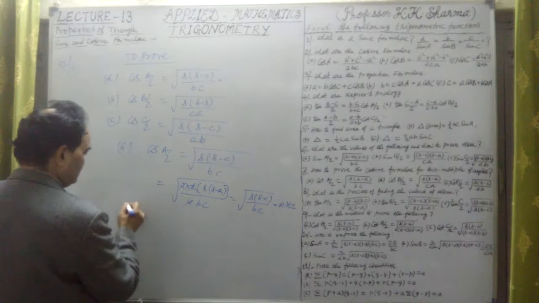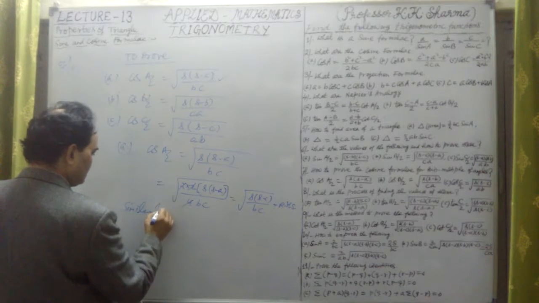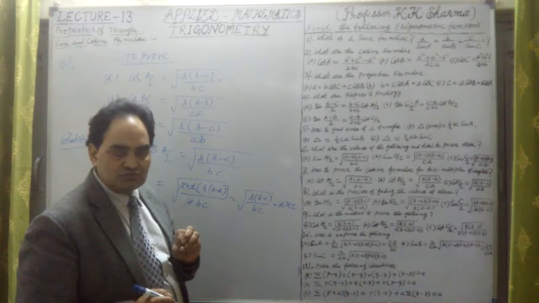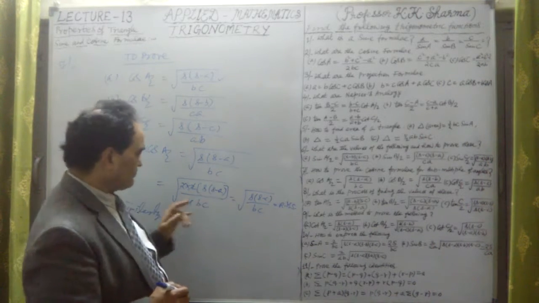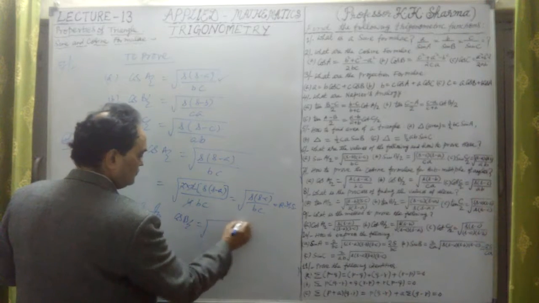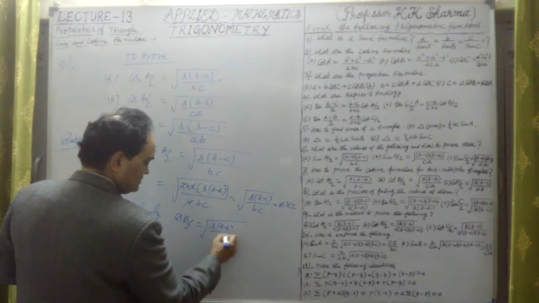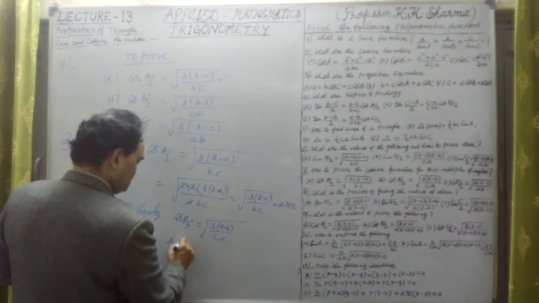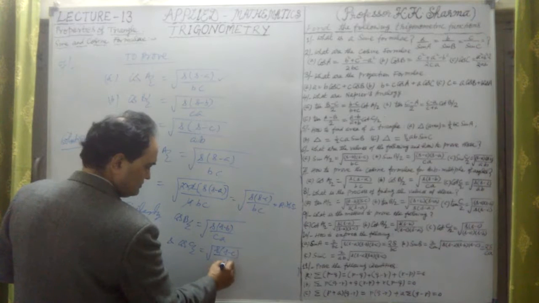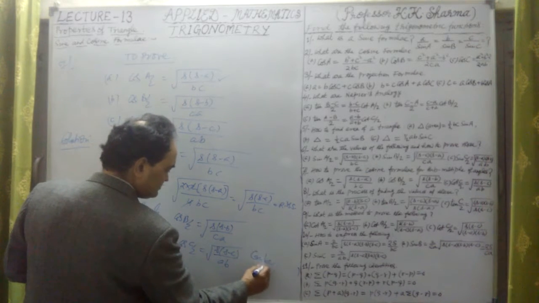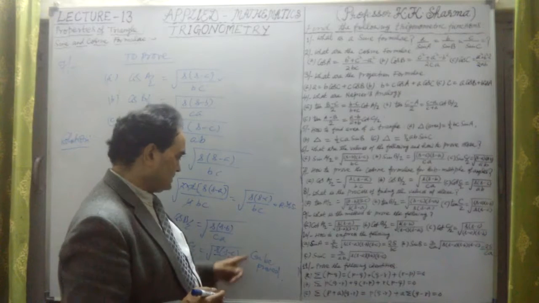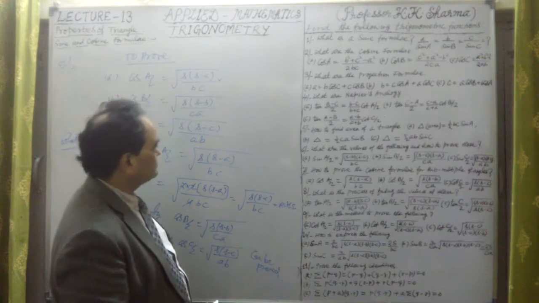In this way, we can prove the other two also. Let me write similarly. Why similarly? Because in case of cos B by 2, it will be under root of (1 plus cos B) upon 2. Substitute the value of cos B, and then solve it. The same process will be repeated. Similarly, cos B by 2 is equal to under root of s into (s minus b) upon ca, and cos C by 2 is equal to under root of s into (s minus c) upon ab. This can be proved in the same way, easily.